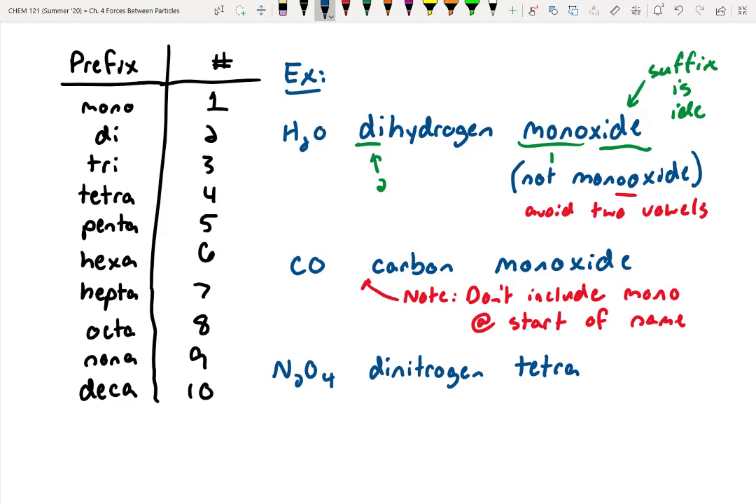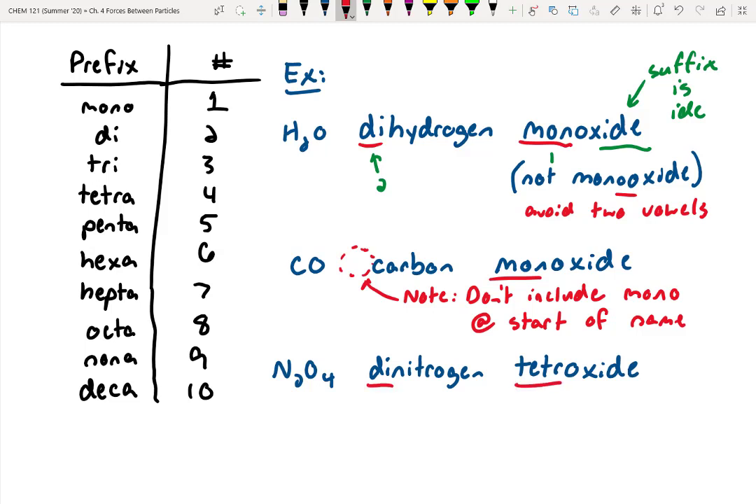However, because oxygen comes next, I'm going to drop this A and just do oxide. That way we avoid the problem of having 2 vowels. So like I said, we want to have the prefixes before the element. However, if the prefix ends in a vowel, omit that last vowel if you're dealing with something like oxygen that starts with another vowel. So over here, we've got monoxide, but we're not going to include the mono here because that would be at the beginning. But over here, we're going to include both di and tetra.